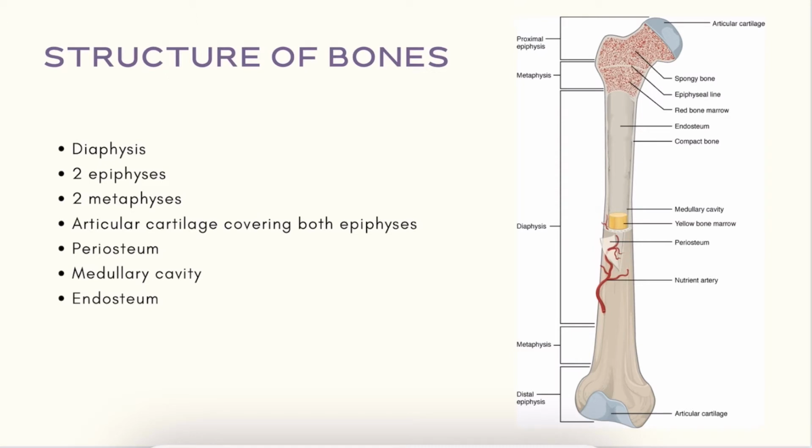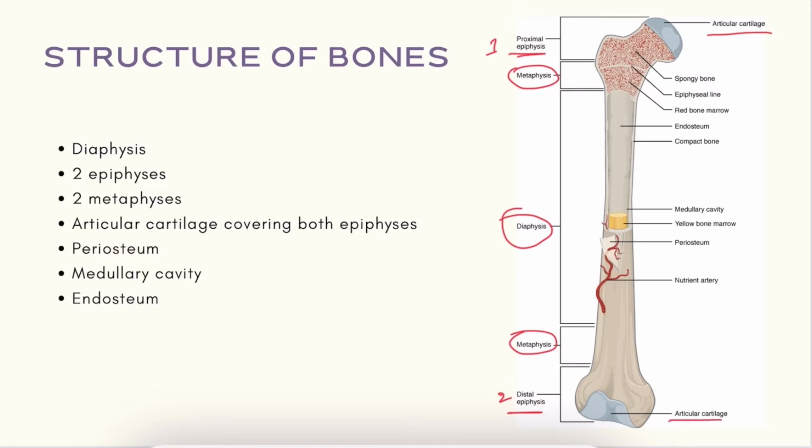This is a long bone, which consists of a diaphysis, which is our bone shaft. We also have 2 epiphyses, which are both ends of the bone at the joints. And then you have your 2 metaphyses, which are regions between your diaphysis and your epiphysis, right here. Next, of course, we have your articular cartilage, which covers both epiphyses.